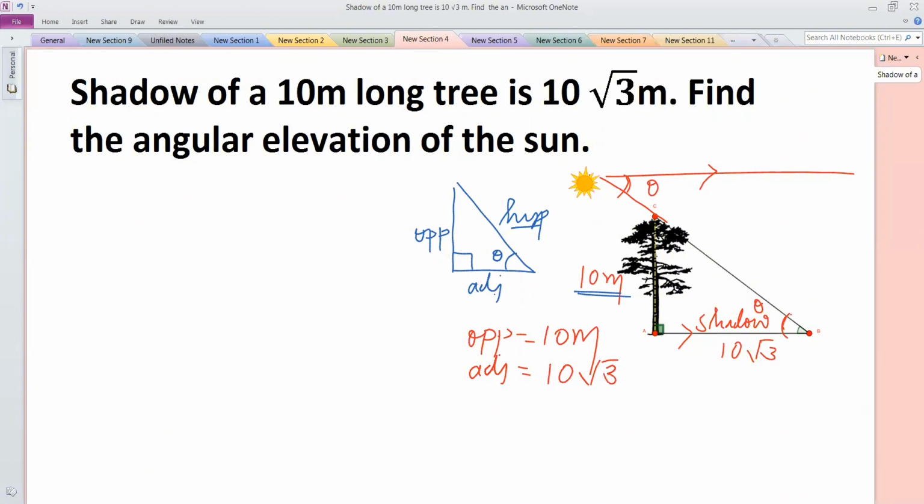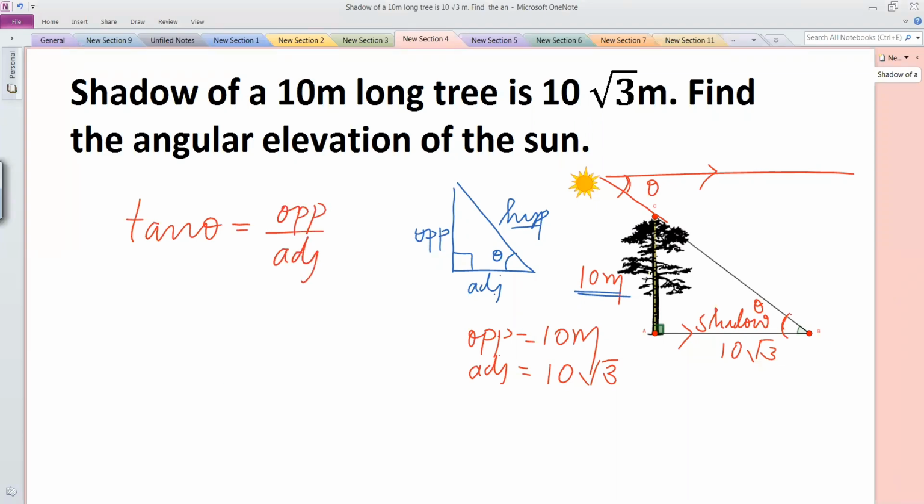Right? Now, you know which trigonometric ratio is related to adjacent and opposite. Which trigonometric function is related? It is tan theta, right? Tan theta will be equal to opposite by adjacent.